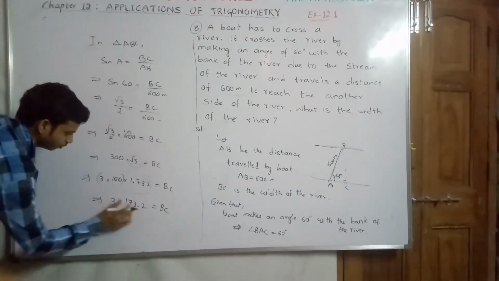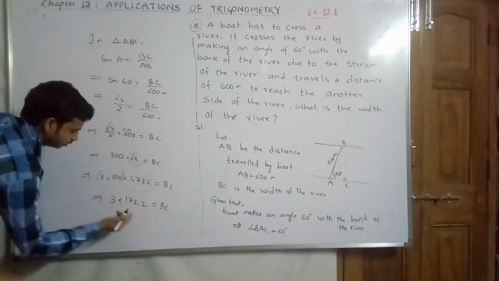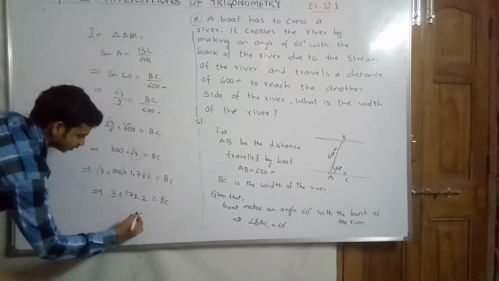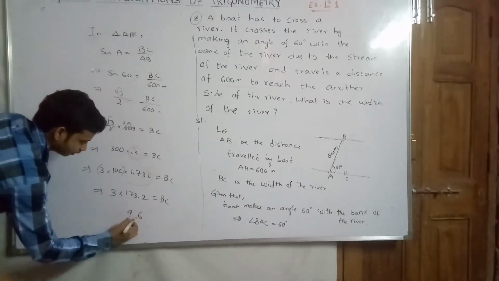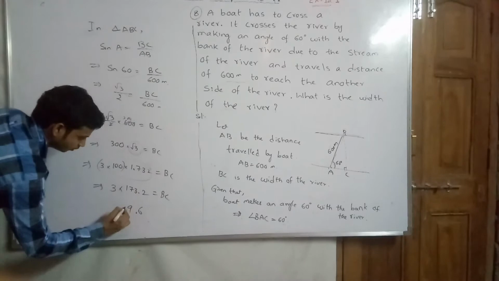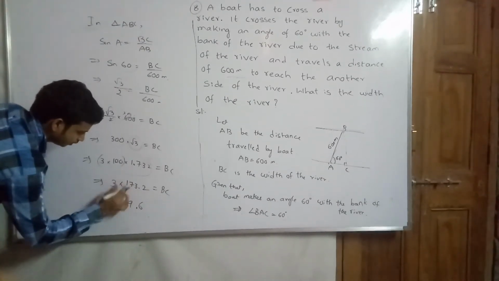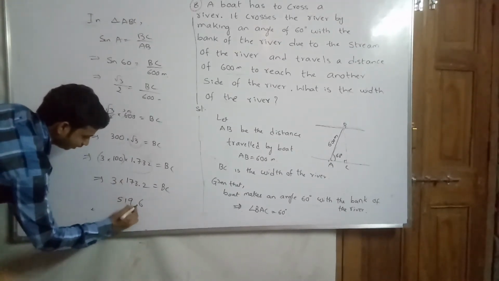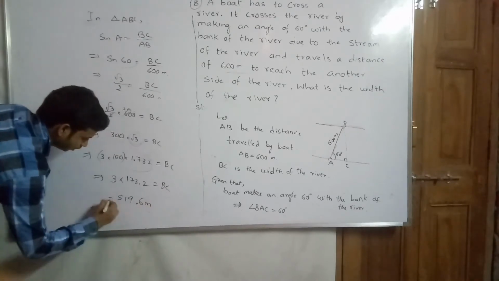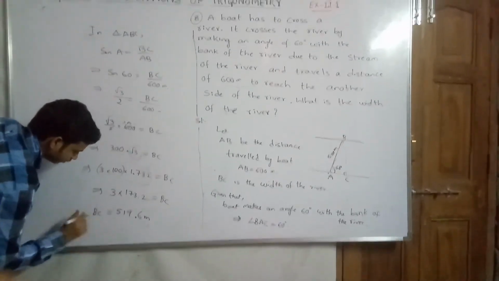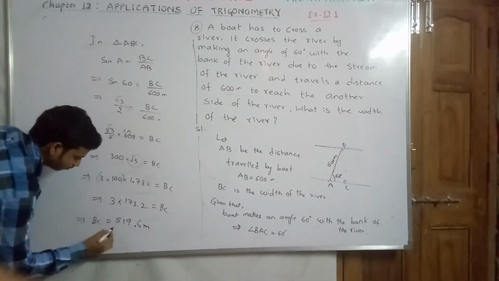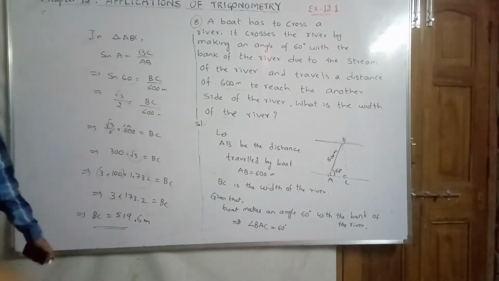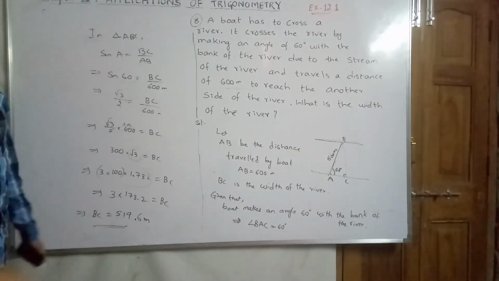Now 173.2 into 3: 3 twos are 6, 3 threes are 9, 3 sevens are 21, 1 into 3 is 3, plus 2 is 5. So 519.6 meters equals BC. Therefore the width of the river BC, we have obtained, is 519.6 meters. So this is the answer.